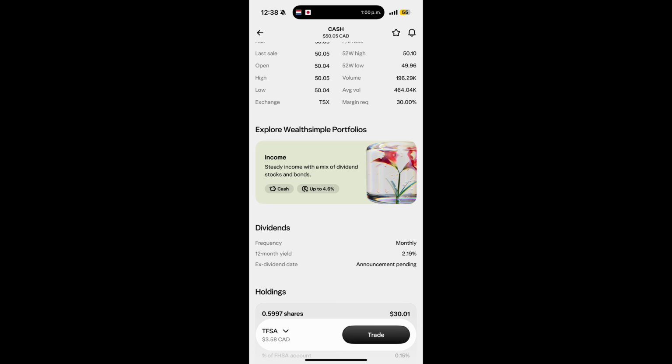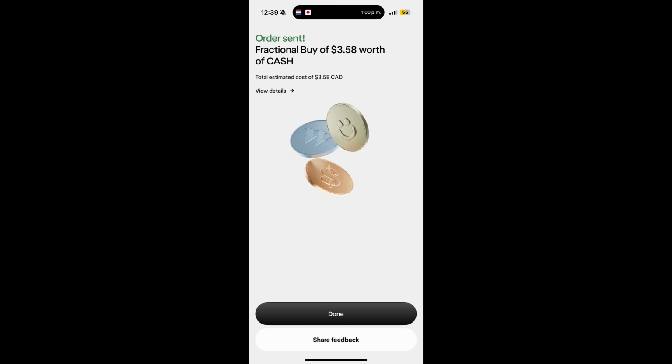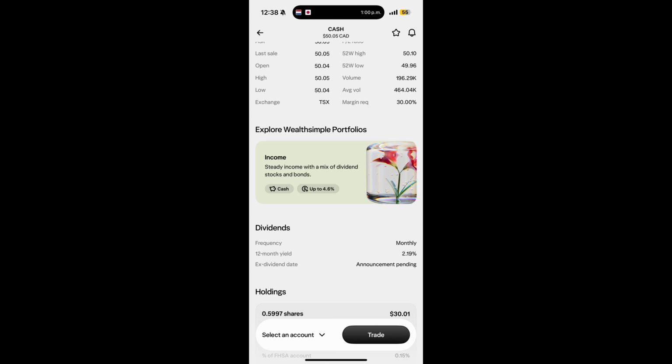If the current yield is suitable for you, you can go ahead and buy shares. Enter the amount you'd like to invest and complete your order. As long as you own the shares before the ex-dividend date, you'll qualify for that month's payment. The distributions are usually paid at the beginning of the following month, and that's how you can earn interest on cash in your investment account using the Global X High Interest Savings Exchange Traded Fund.